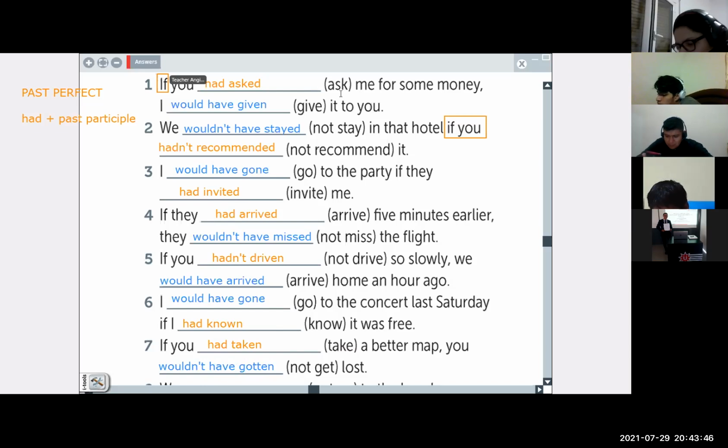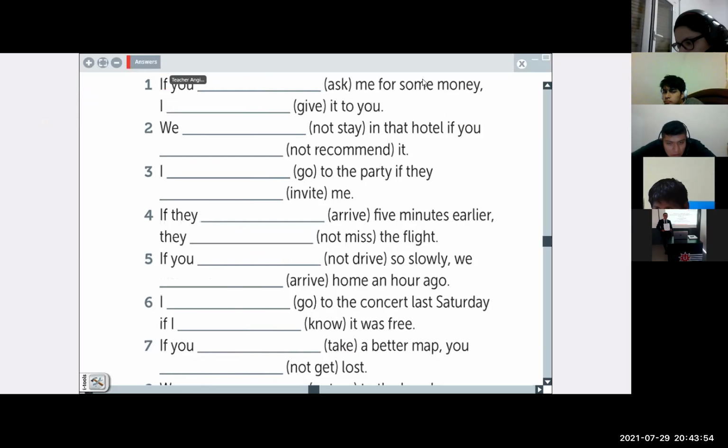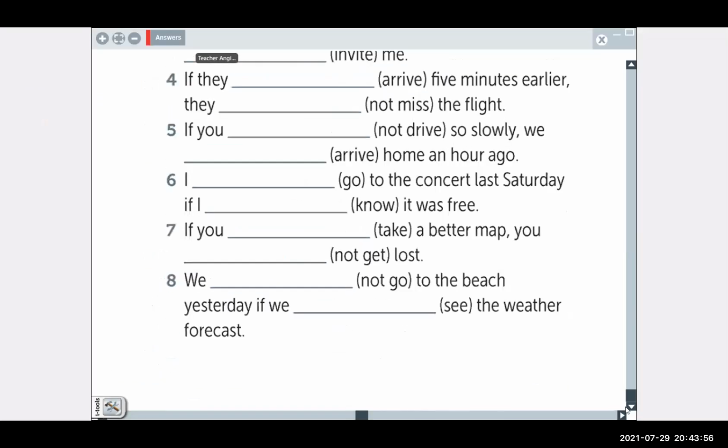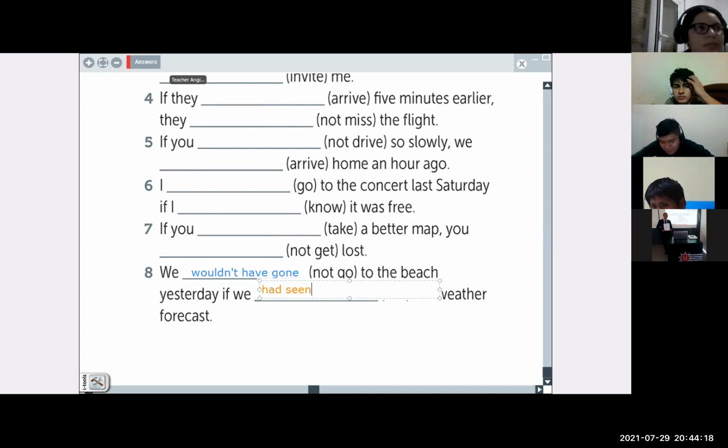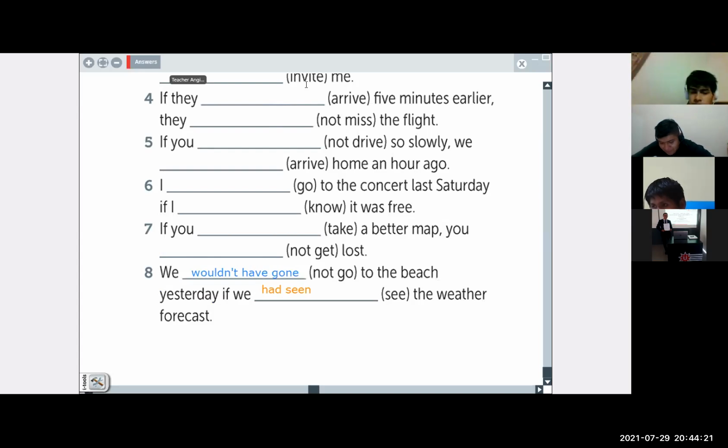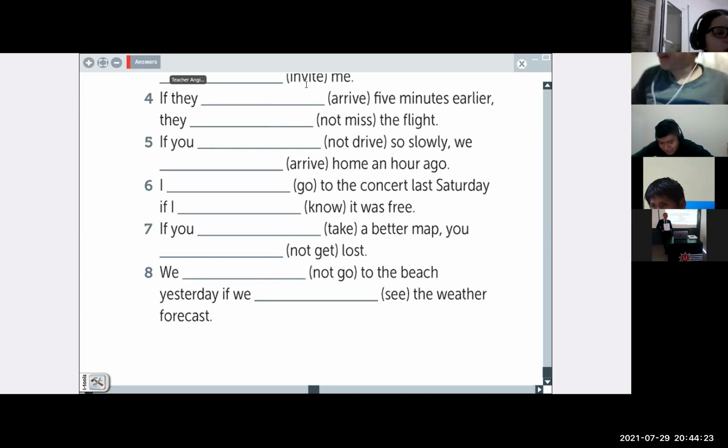Ok. ¿Alguna pregunta antes de que vayamos a los próximos ejercicios? Okay, let's go to the next part. Number 8, please, Sebastián. We wouldn't have gone to the beach yesterday if we had seen the weather forecast. The weather forecast. Very good. Okay, let's go to the next one.